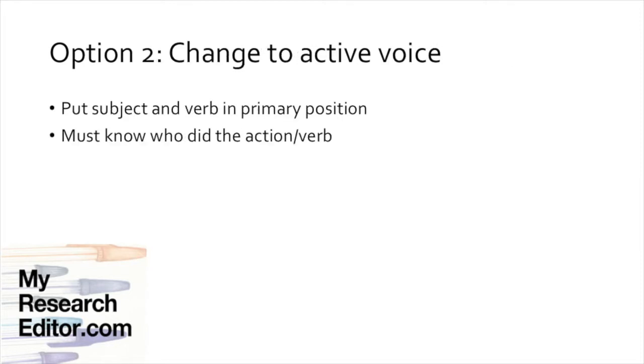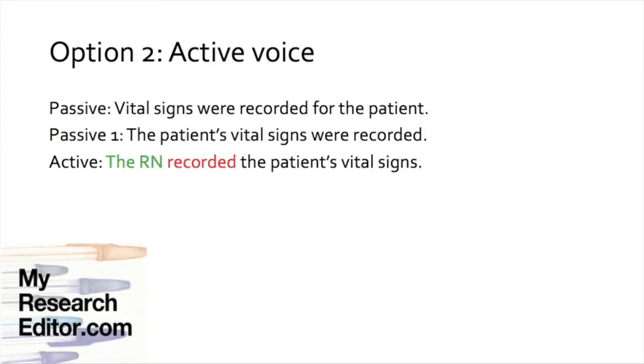Now, option 2 is obviously to change the passive to active voice so that the subject and the verb are emphasized. You'll see here in this active sentence, the RN recorded the patient's vital signs. Now we know who took the verb, who did the recording. The RN did the recording. And you can see when we highlight the parts of the sentence, the RN is the subject, recorded is the verb, and the vital signs are the object.